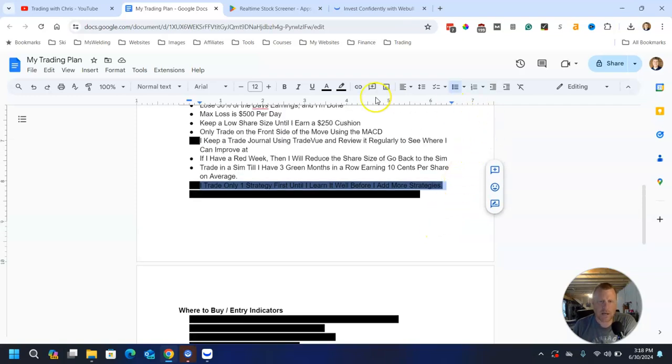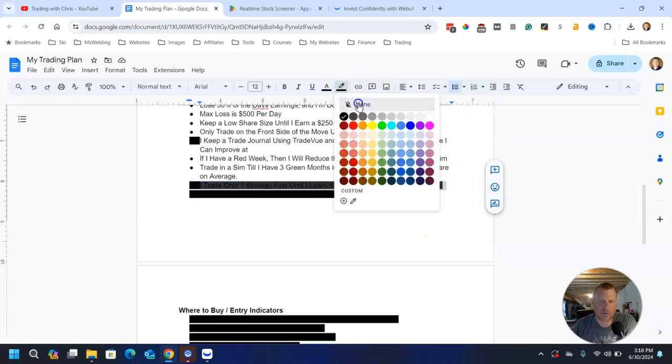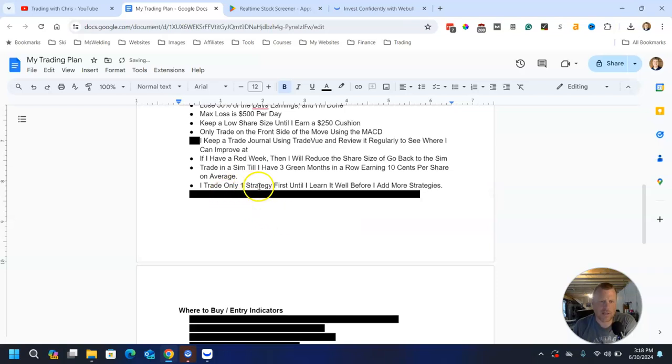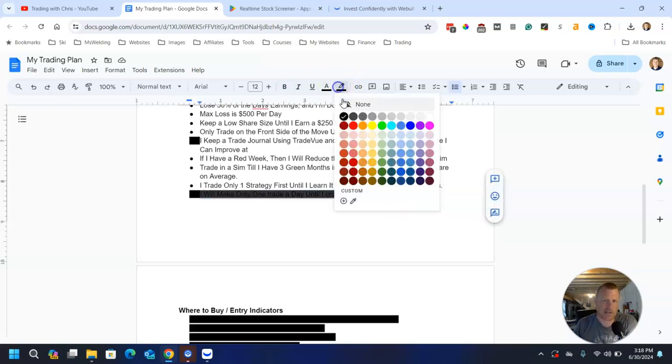So we'll get to this. Okay, one trade. I will trade one strategy. That's it. I'm going to trade one solid strategy. I trade what's called a pullback strategy, a micro pullback or a traditional pullback strategy. I want something that's got momentum and I'm trading the pullback. That is my strategy. I'll talk a little bit more about that here in just a second.